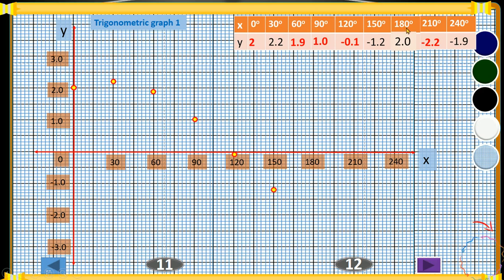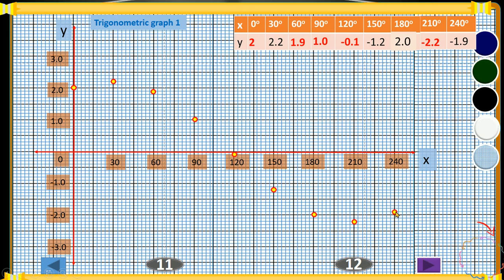Then 180 is 2. At 180 you have 2 at this point. Then 210 is minus 2.2. This is 2. And then 2 more squares give us minus 2.2. Then 240 is minus 1.9. This is 2. Minus 1.9 will be at this point.